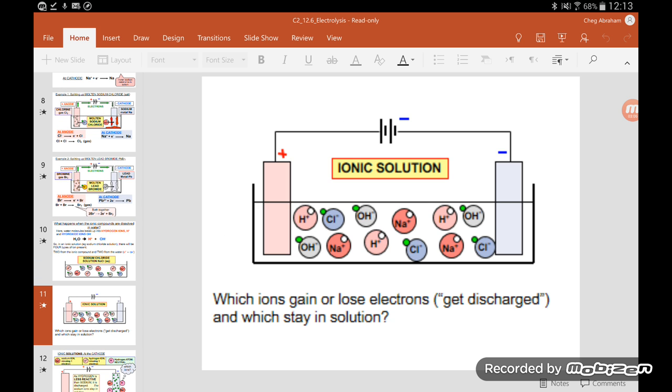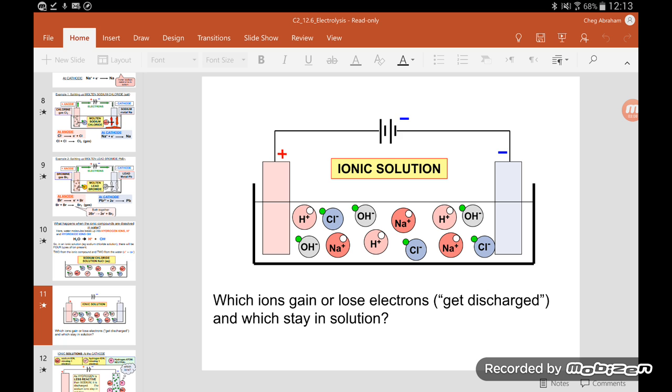And so if we put this in our electrolysis chamber, you can see that we've got our positive and negative electrodes, and it means that the OH- and the Cl- are going to go to the positive, and the Na+ and the H+ are going to go to the negative electrode.